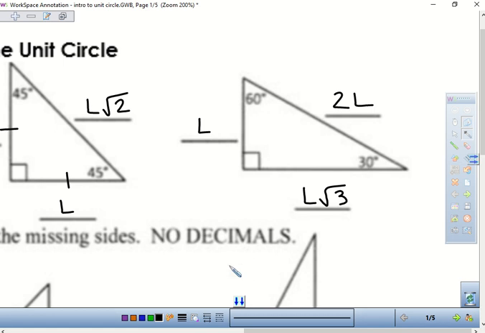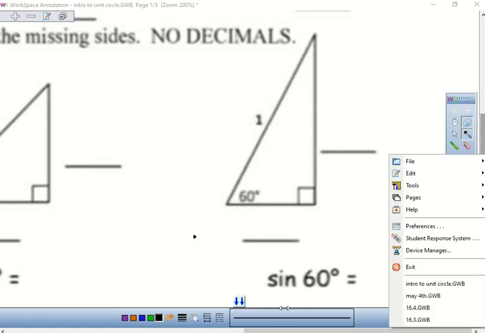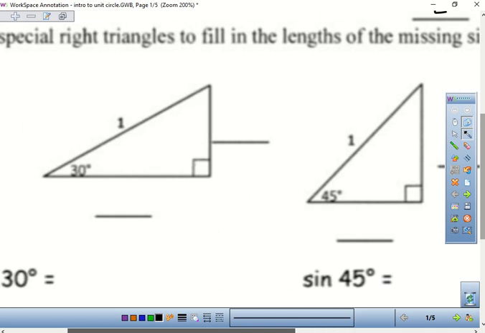So those rules will allow you to find the missing sides of any 30, 60, 90, or 45, 45. If we know one side, we can find all the sides with that formula, right? Because they're all in terms of L. So what we're going to do is do exactly that for these triangles.